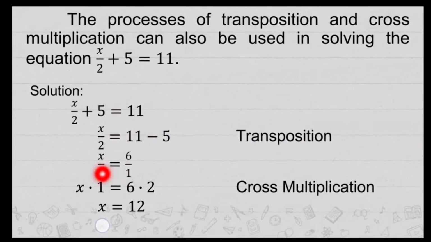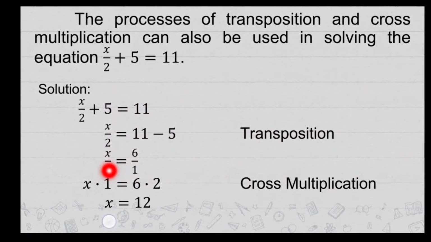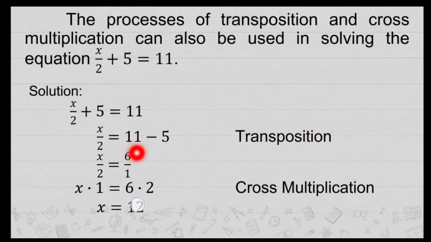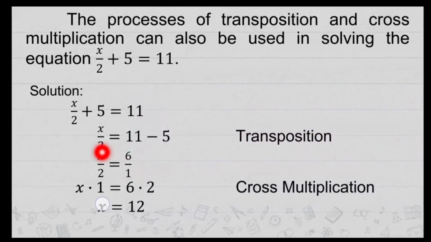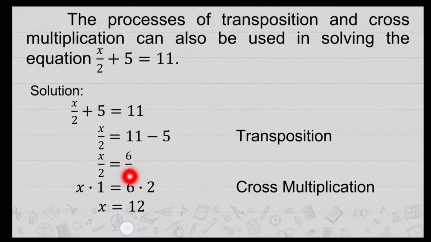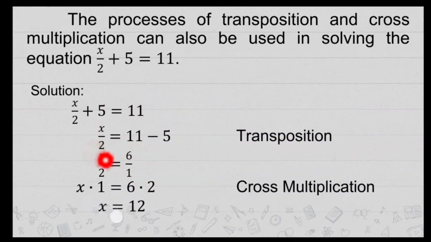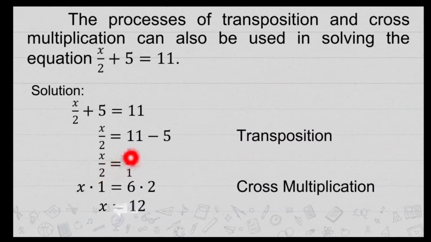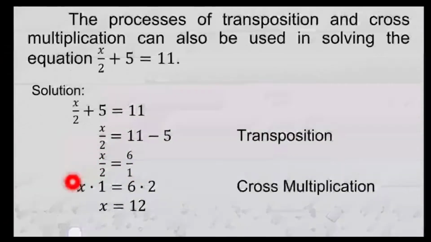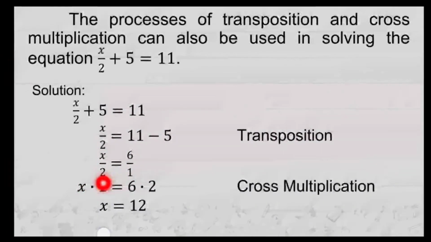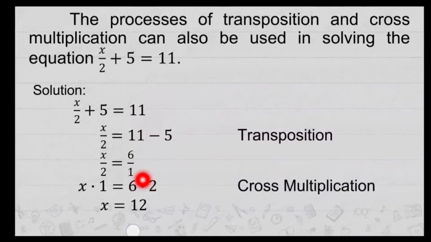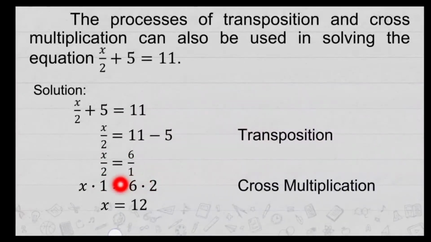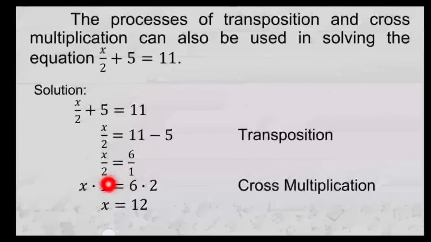Then, the denominator on the left side multiplied by the numerator on the right side. So, x times 1, cross. As you can see, when we draw a cross, we have x, 1, then 2, 6. That means x times 1, so x times 1 is equal to x. Then 2 times 6, or 6 times 2, is equal to 12. Therefore, our answer is x is equal to 12.